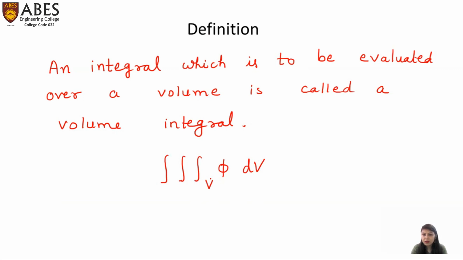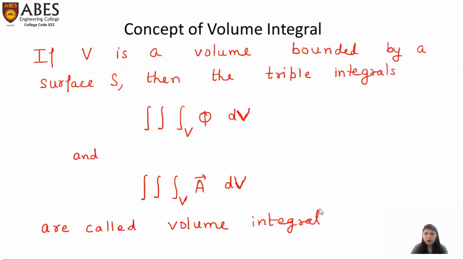V is any closed region. Whenever we do the integration with respect to three variables, here phi is a function of x, y, and z, and dV is represented by dx, dy, and dz. Okay. So now the concept of volume integral is we do the volume integral based on a scalar function and for the vector function.